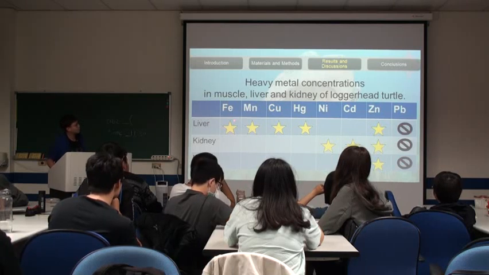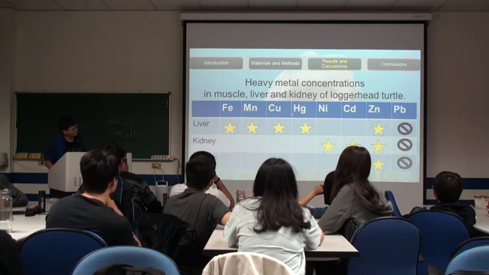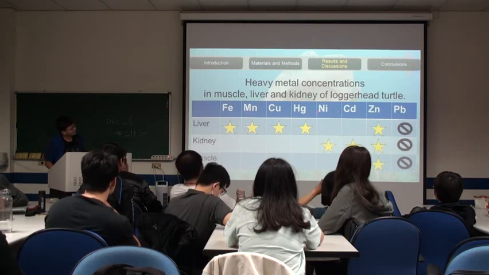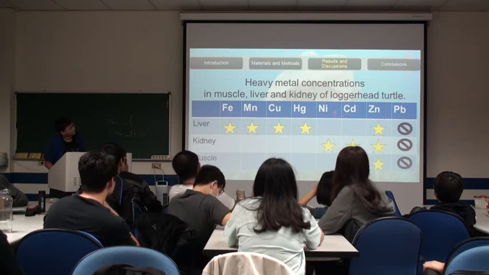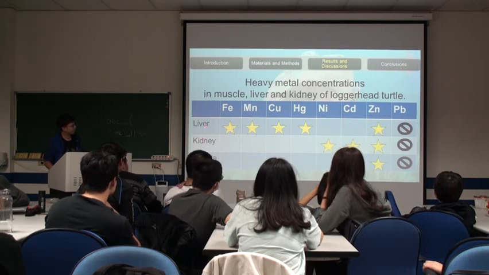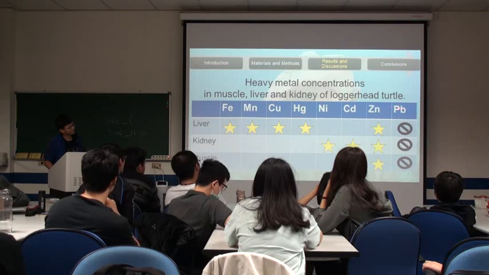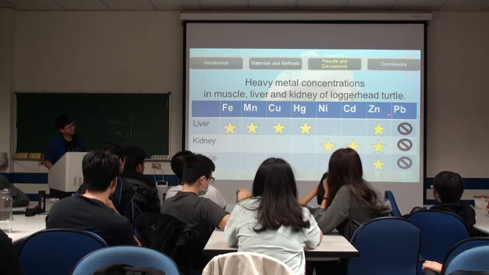And in this table, we can see that the concentrations of iron, magnesium, copper, and mercury in the liver are the highest, and nickel and cadmium in the kidney are the highest, and the concentration of zinc in the 3 tissues is the same, and we can detect the lead.